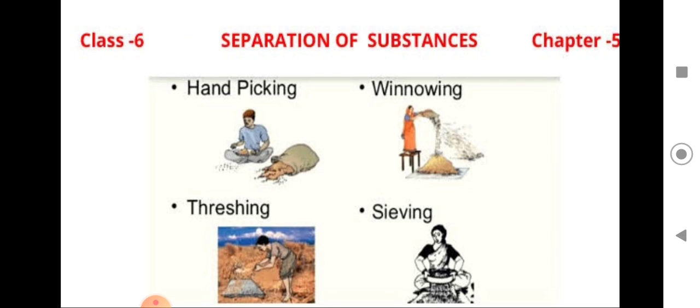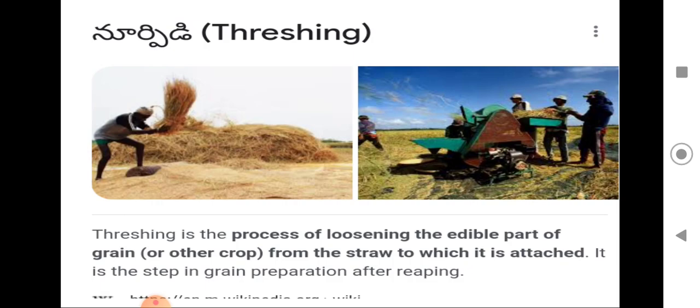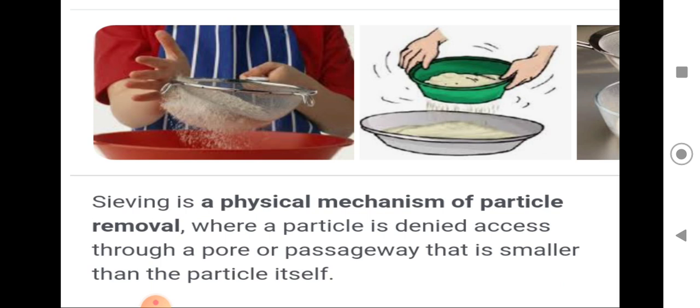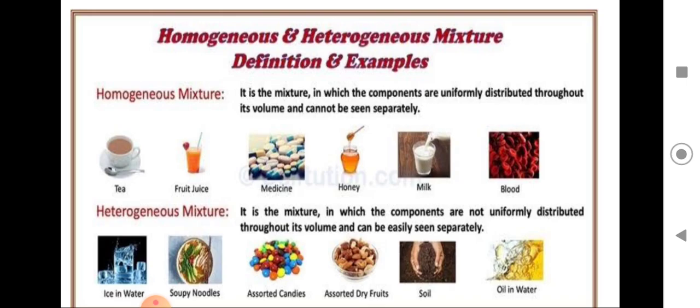Yes, so hopefully these are the four important methods. Initially we are learning about hand picking, winnowing, and the threshing part. So in today's class, the very important thing is mixture. What is a mixture? Also write the definitions for homogeneous and heterogeneous mixtures, and find out some 5 to 6 examples for homogeneous and heterogeneous.